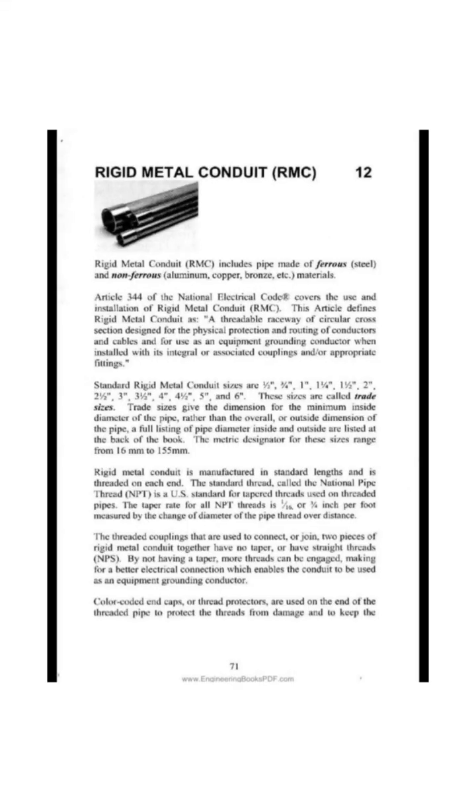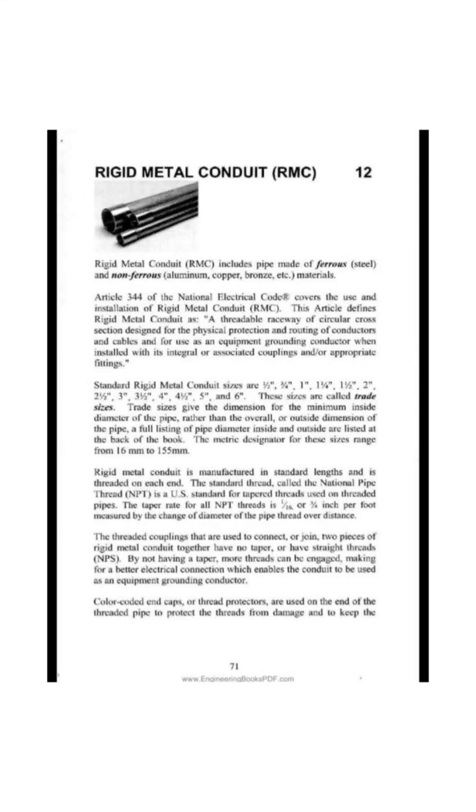The threaded couplings that are used to connect, or join, two pieces of rigid metal conduit together have no taper, or have straight threads, NPS. By not having a taper, more threads can be engaged, making for a better electrical connection which enables the conduit to be used as an equipment grounding conductor.